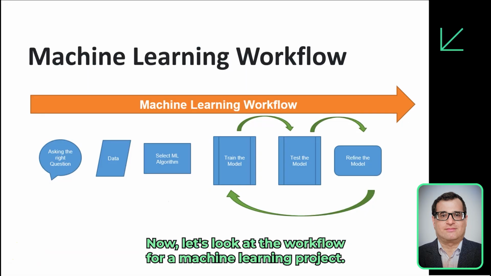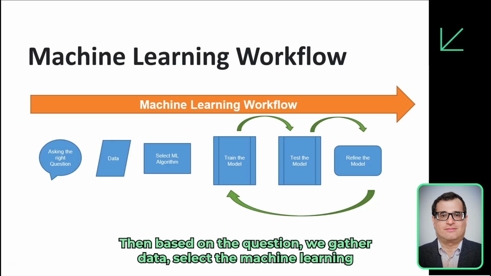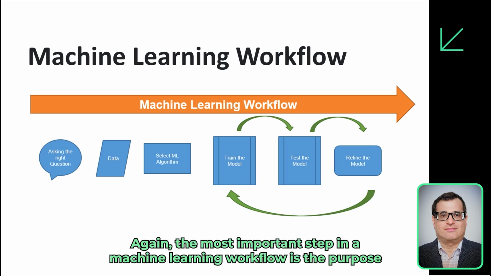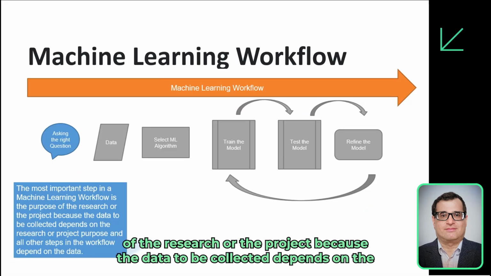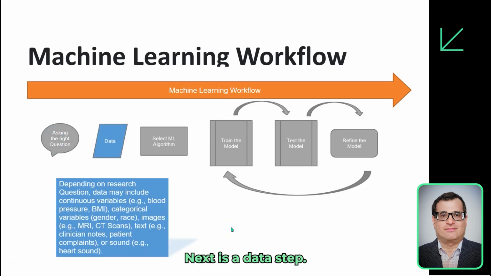Now let's look at the workflow for a machine learning project. The first step is asking the right question. Then, based on the question, we gather data, select the machine learning algorithm, train the model, test the model, and if needed, refine the model again. The most important step in a machine learning workflow is the purpose of the research or the project, because the data to be collected depends on the research or project purpose, and all other steps in the workflow depend on the data.